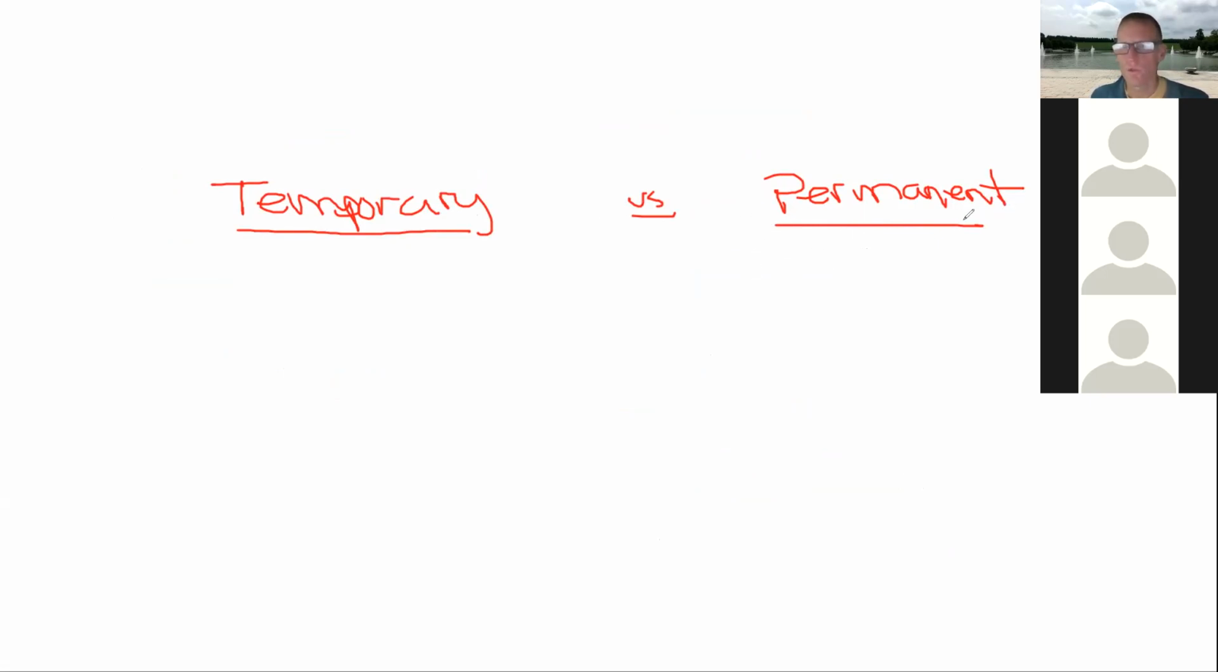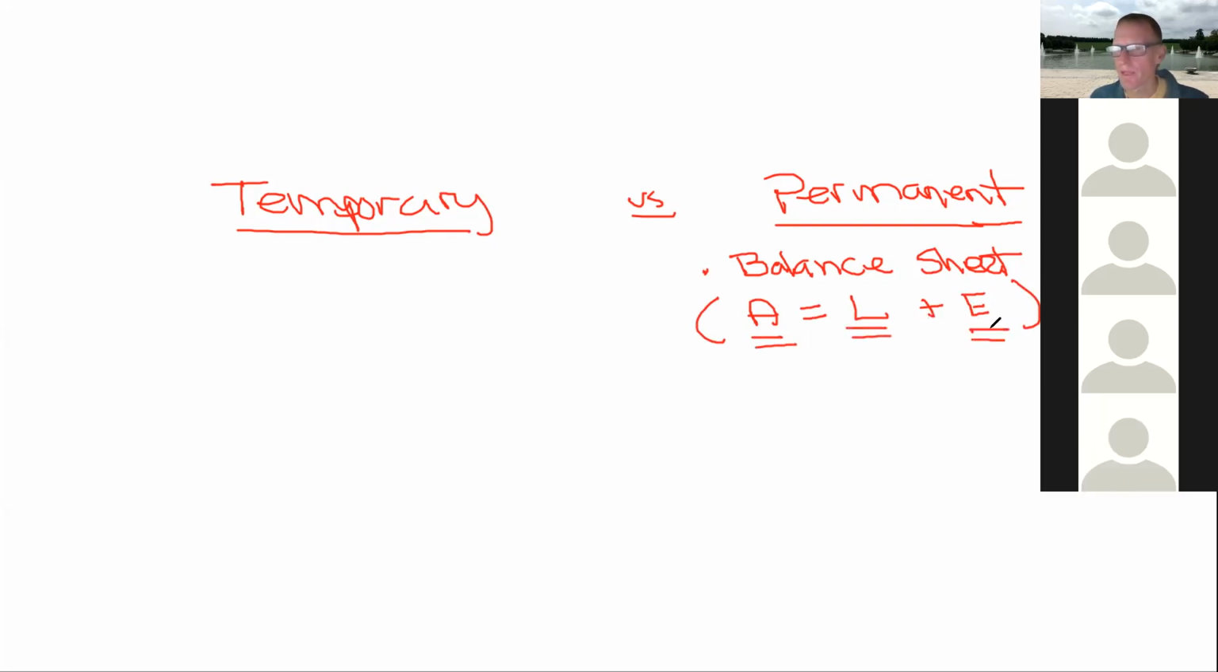So let me start first with the permanent accounts. The permanent accounts are accounts that are listed on the balance sheet. So if you can remember the accounting equation, right? Assets equals your liabilities plus equity. If you can remember what your asset accounts are, what your liability accounts are, accounts payable, and of course your capital account, which is your equity, that's called the permanent accounts. They are not closed out.